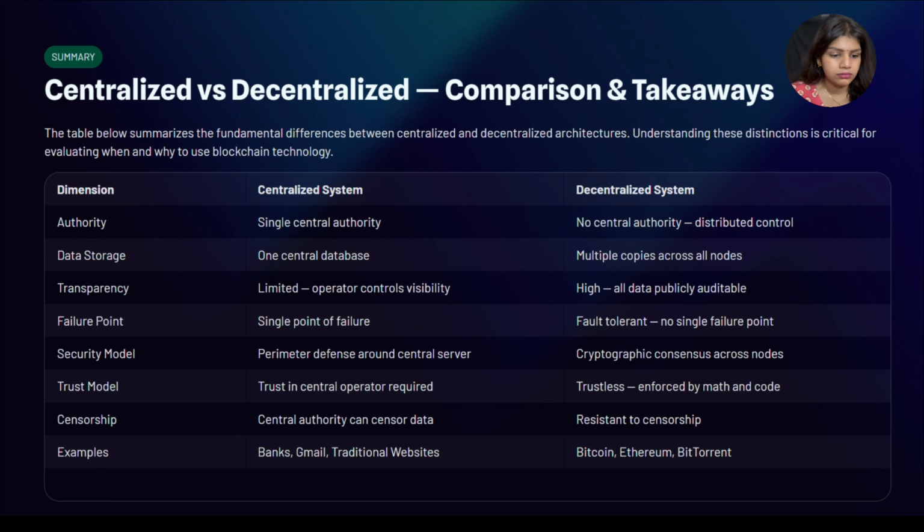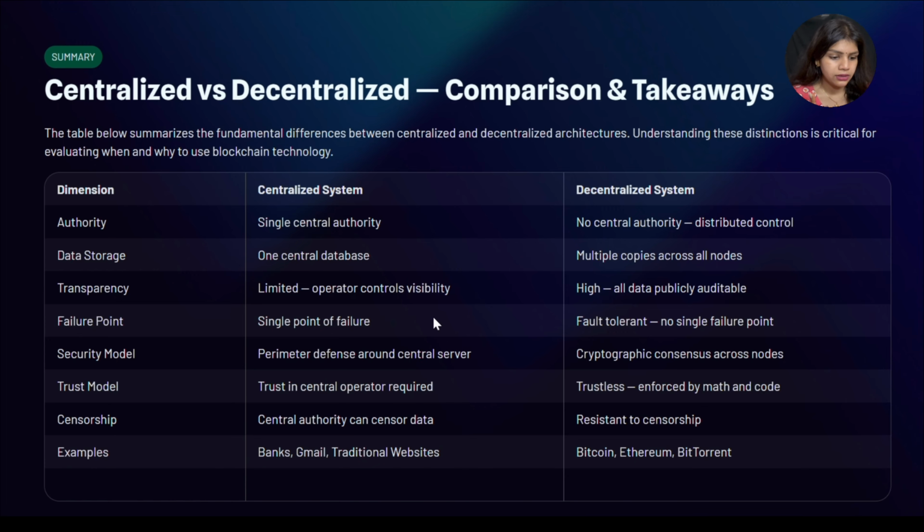So this is the most important question that may come in your exam: differentiate between centralized versus decentralized. So it's very important for you to learn this table. So first is single central authority and no central authority. One central database, multiple copies across the nodes. Transparency is limited, versus high and full.